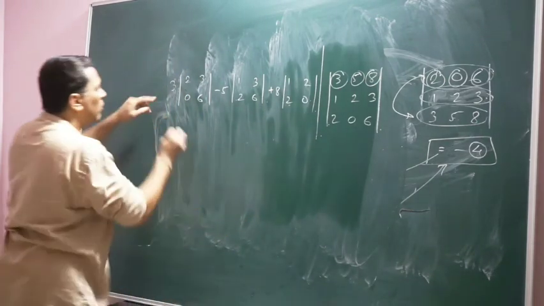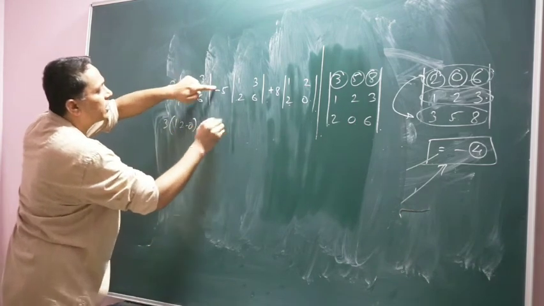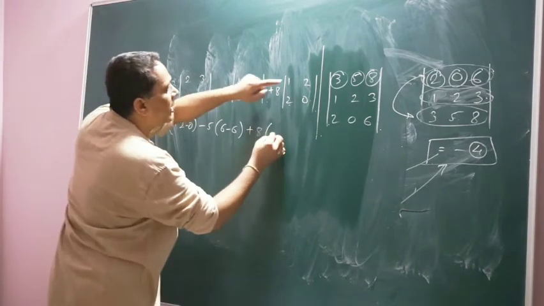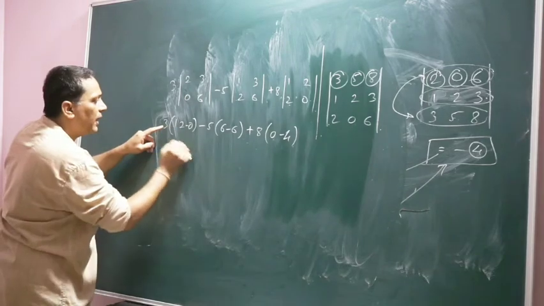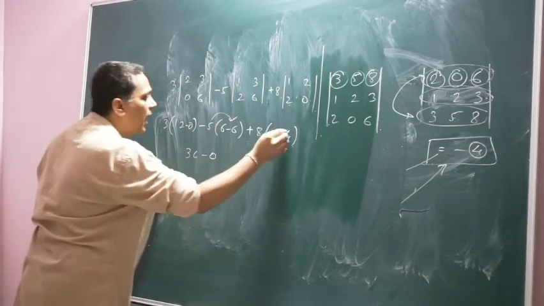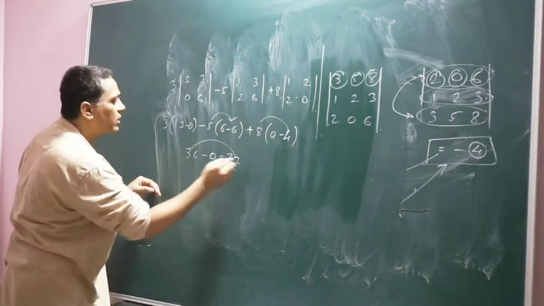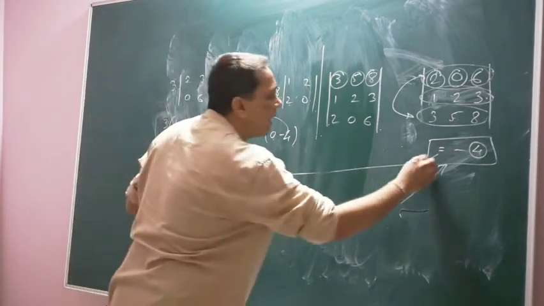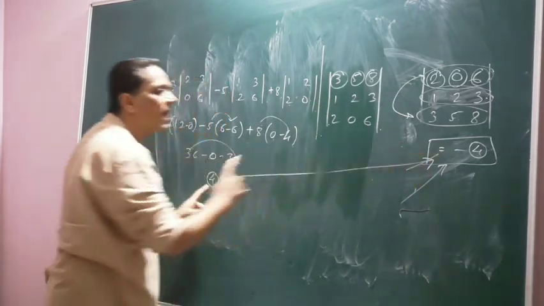Let's find the value. 3 6 2s are 12, minus 3 zeros are 0, minus 5 into 6 1s are 6, minus 2 3s are 6, plus 8 into 1 zeros are 0, minus 2 2s are 4. So this is 12 3s are 36, this is 0 into 5 is 0, and minus into plus is minus, 8 4s are 32. So 36 minus 32 is 4. So now you can see, if we interchange any 2 rows, the value changes in sign only.